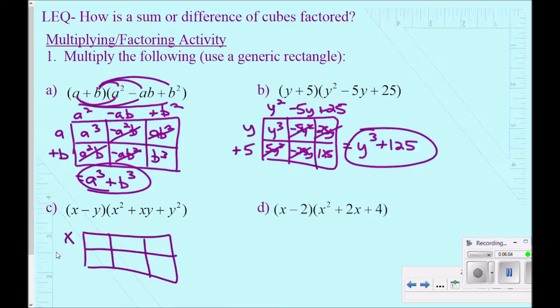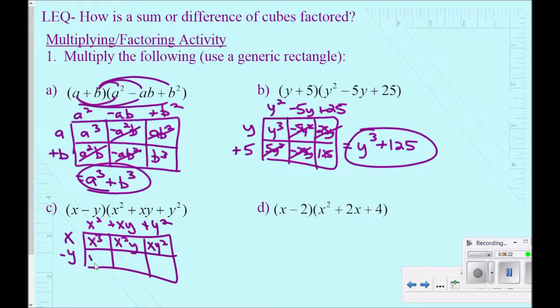So we have x minus y and x squared plus xy plus y squared. So x times x squared is x cubed. X times xy is x squared y. X times y squared is xy squared.